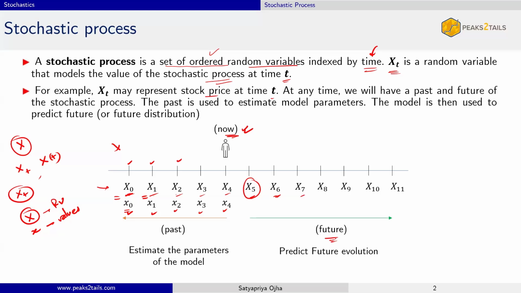Okay, now from a modeling perspective, what we tend to do is we have all the past data points. Using that, we will fit a model to describe this stochastic process, and that model will have some parameters. So we look at the past, we estimate the model parameters, and then our model is ready to predict the future evolution. That is the crux of modeling.